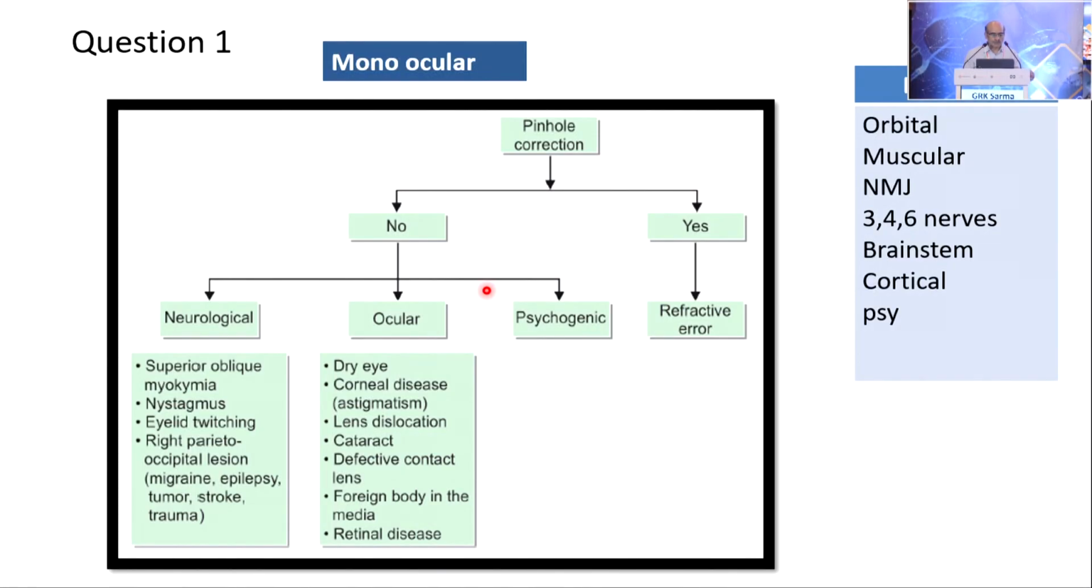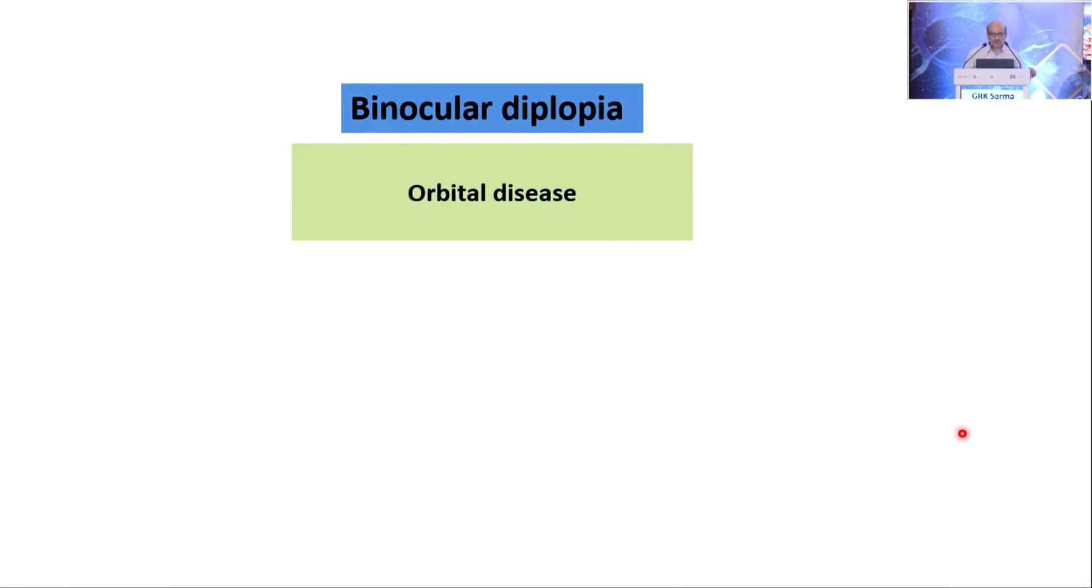Both are possible. So it can be psychogenic, as Dr. Karthik mentioned, but that is after excluding all the other causes. Ocular causes like dry eye, corneal disease, refractive error, lens problems, etc. can cause monocular diplopia that gets corrected. Neurological problems like superior oblique myokymia, which is a continuous involuntary movement of the eye, nystagmus, and eyelid issues can cause this. When it is binocular, it is more likely to be neurological, so we'll work on this more.